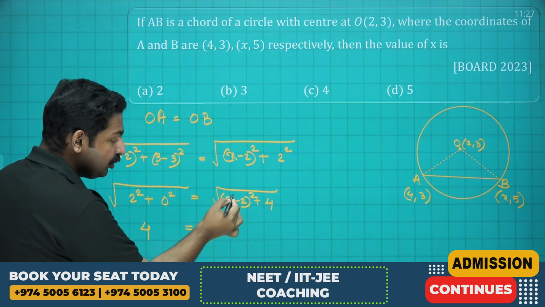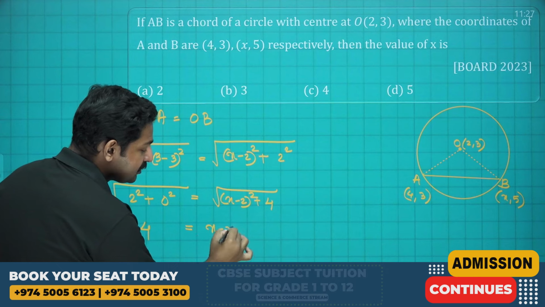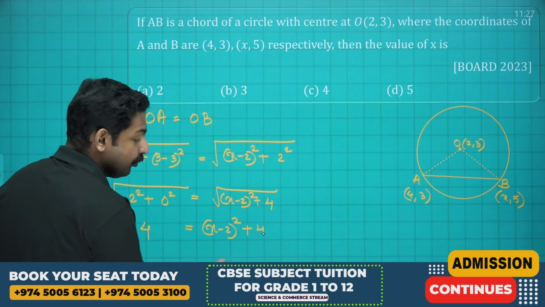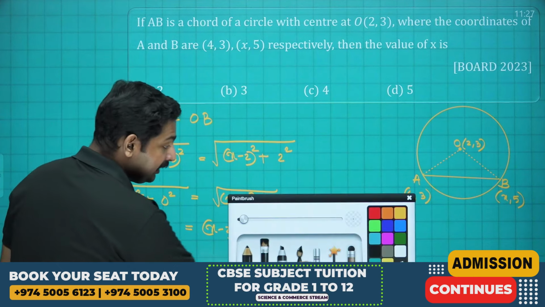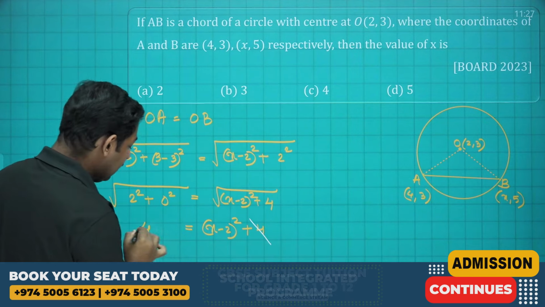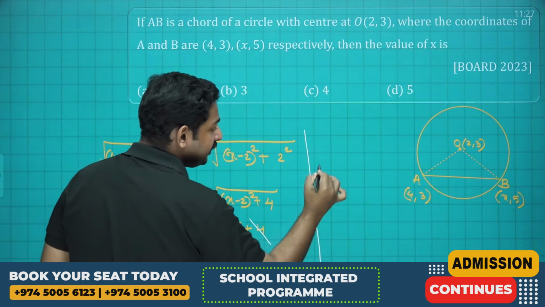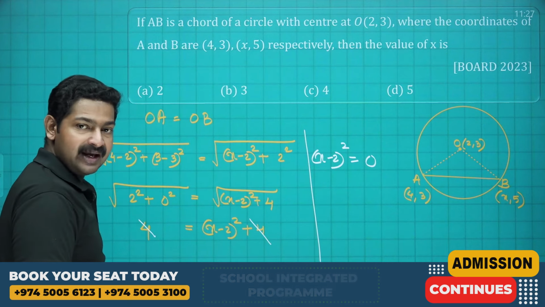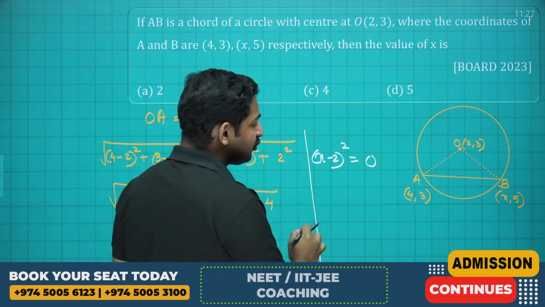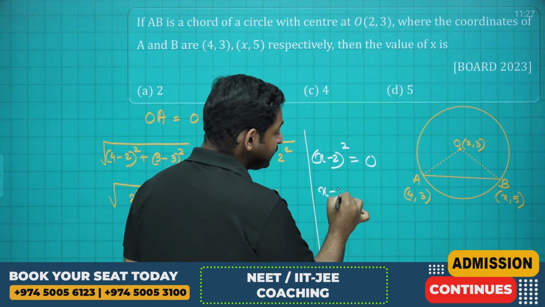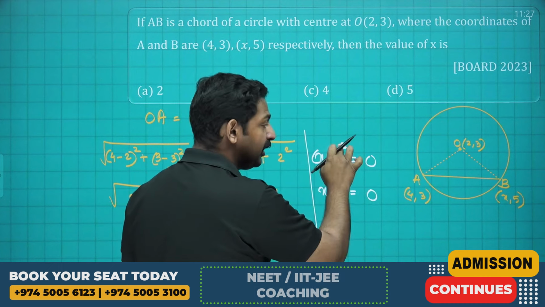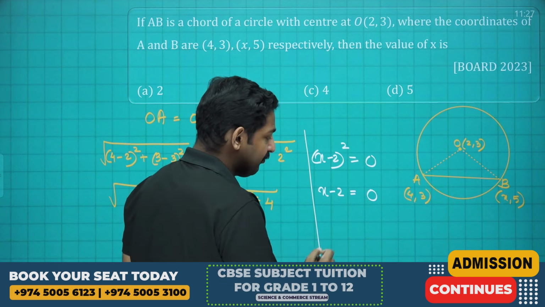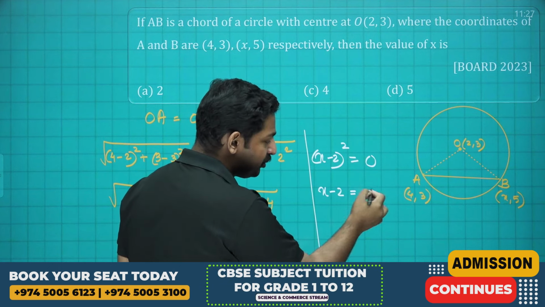4 is equal to, on the right side it is x minus 2 the whole square plus 4. What we can do here? Here we can cancel 4 and 4. So at last you will be getting x minus 2 the whole square is equal to 0 because 4 and 4 got cancelled. So x minus 2 the whole square is equal to 0. Then if you bring the square to the right side, root 0 is 0 itself. So x minus 2 is equal to 0.